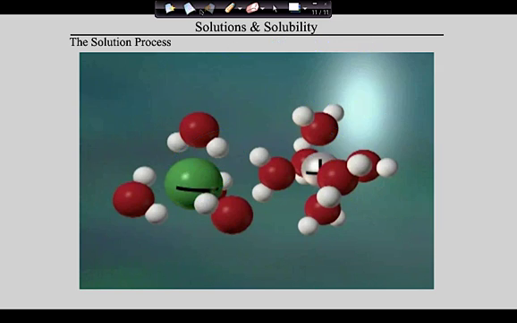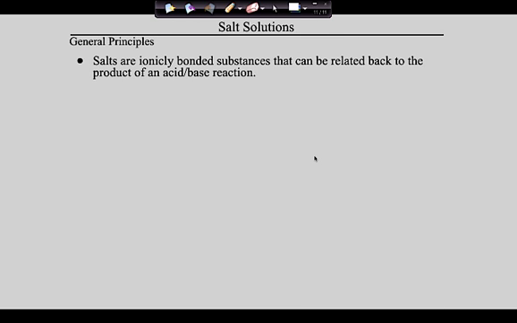Then, guys, let's pull this all together. Join me over here. Write this down. So, guys, fundamentally, this is the idea. We can understand salts as being ionically bonded substances that can relate back to acid-base reactions.